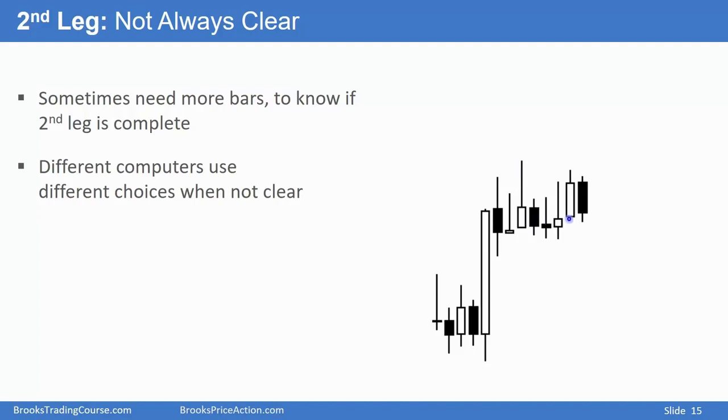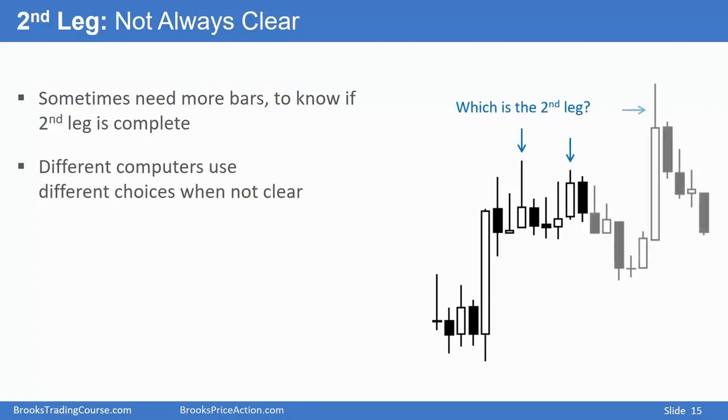We went sideways. We're trying to go up again. Is this the second leg up? Again, some computers will say that's the second leg up and we failed. Others will say this is the second leg up. Others will wait and say we'll probably get an even stronger second leg up. And here we did get an obvious second leg up.